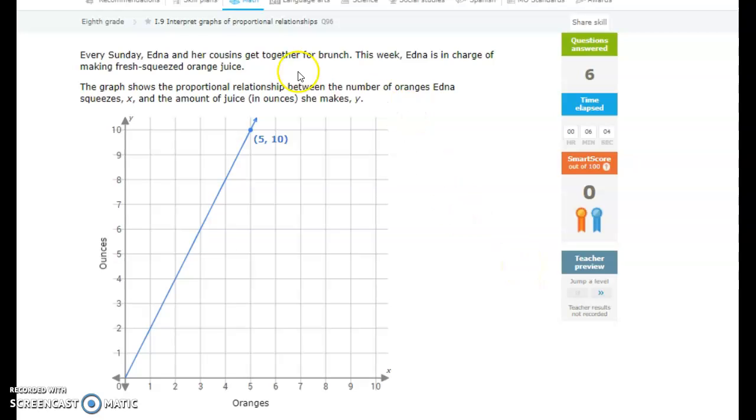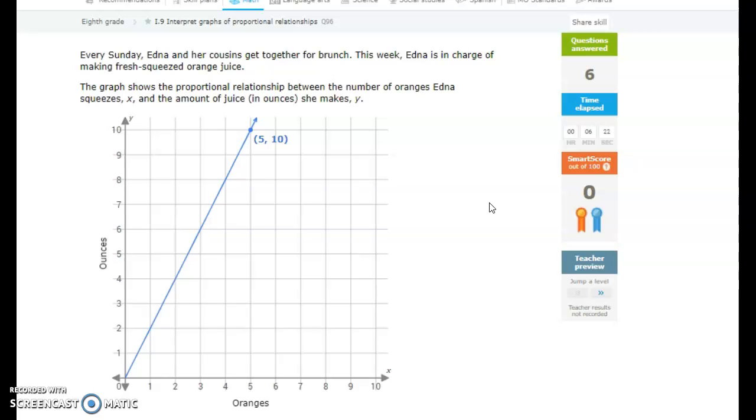Hi, we're going to be talking about the 8th grade IXL Interpret Graphs of Proportional Relationships. So we can read all this. It has fantastic information. Every Sunday, Edna and her cousins get together for brunch. This week, Edna is in charge of making fresh squeezed orange juice.